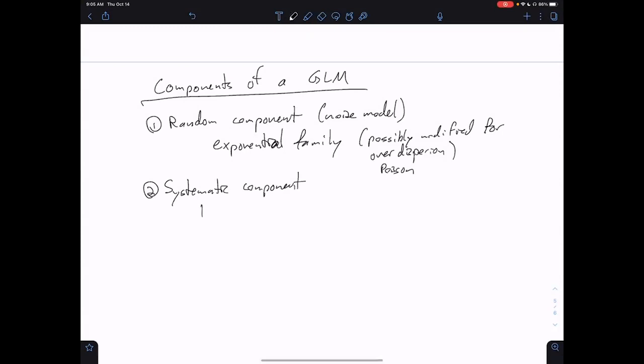Which is just that linear predictor. Whatever the variable that you're predicting, if there's only one parameter for the distribution, that's probably what you're predicting. But if there's more, you might have something else. So this is a linear function of the predictor variables.